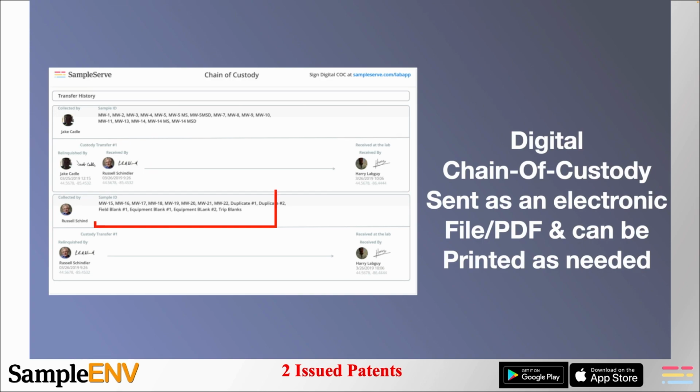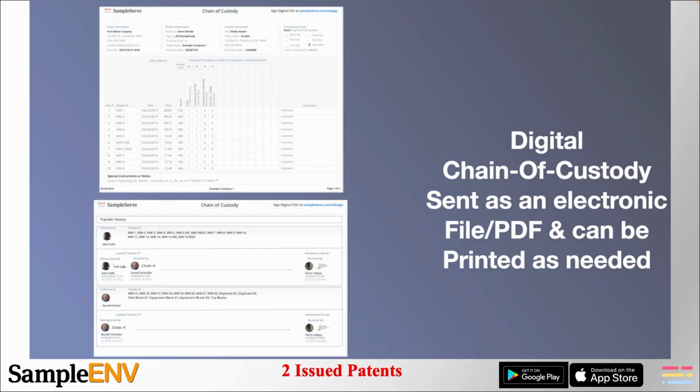Down here are the samples that Russell collected. What happened was they were both out sampling. Jake gave his samples to Russell, and Russell took them all to the laboratory. The key is you're able to track each individual sample, all the way back to the individual who collected that sample. Very clearly spelled out right there on the chain of custody.